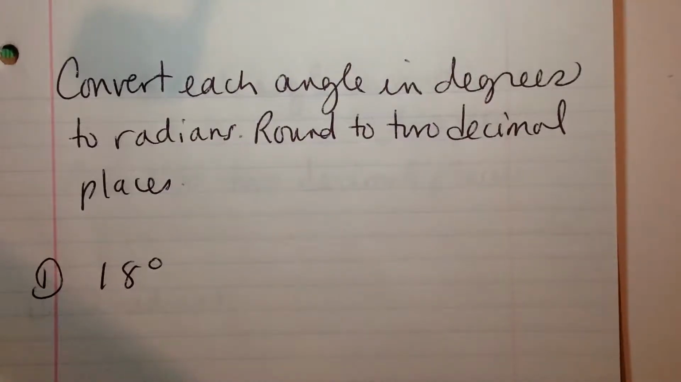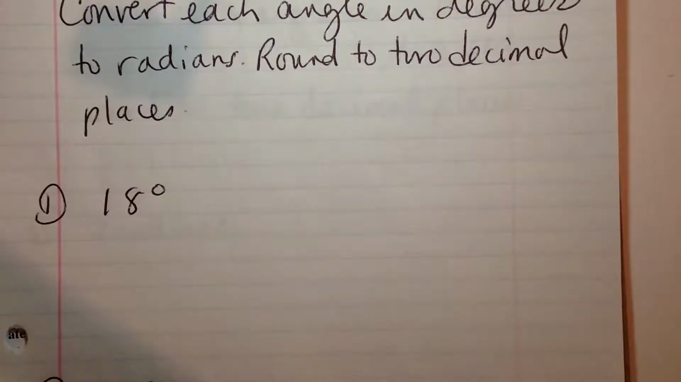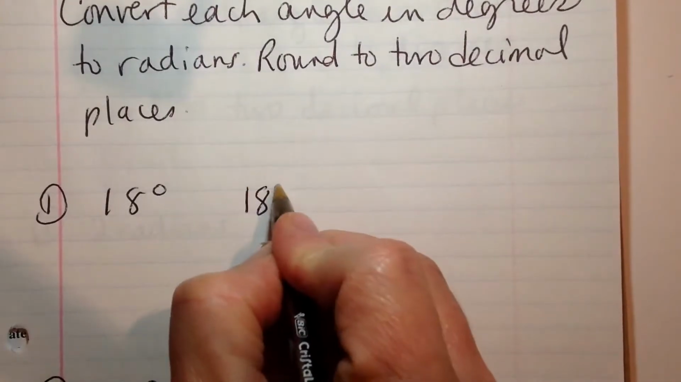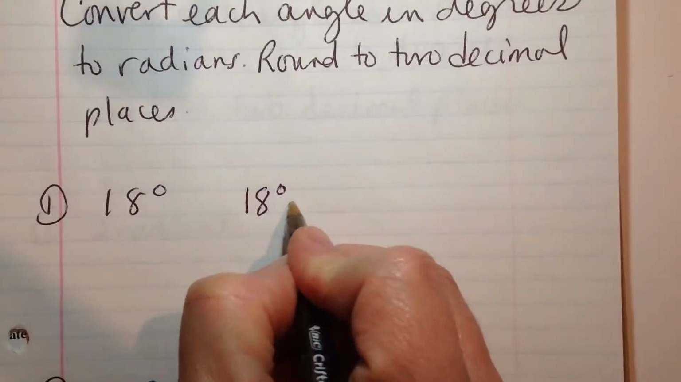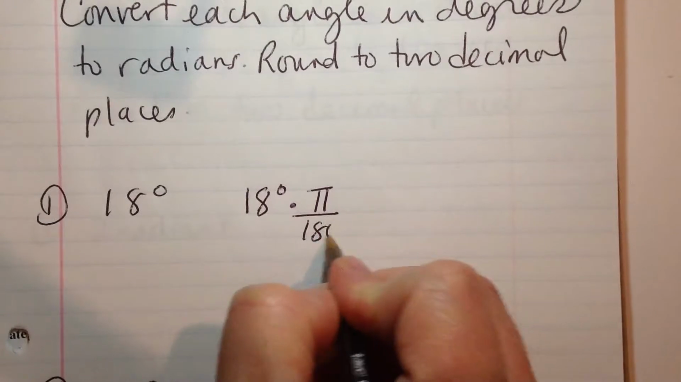Convert each angle in degrees to radians and round to 2 decimal places. So here I have 18 degrees. All right, to convert from degrees to radians, we will take 18 degrees and multiply it times pi over 180.